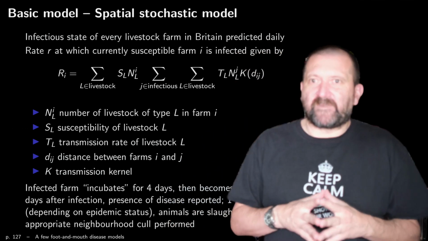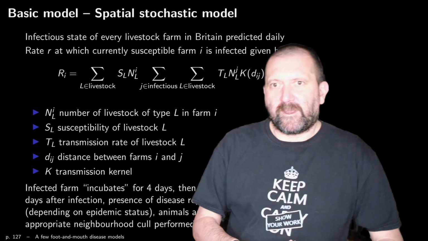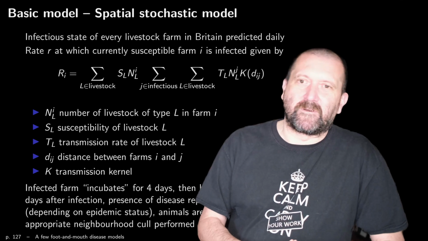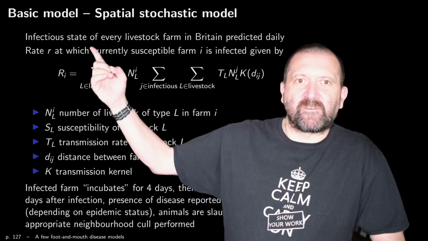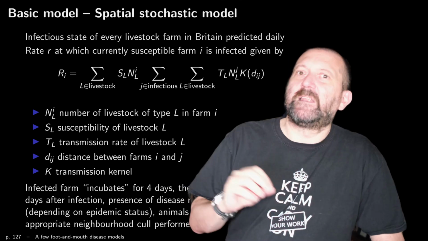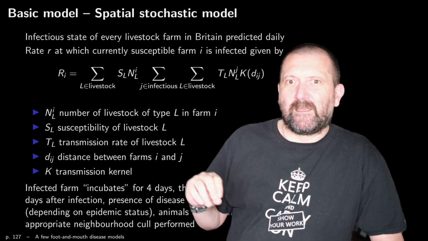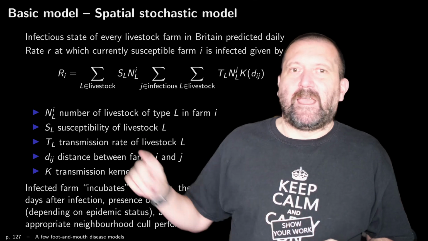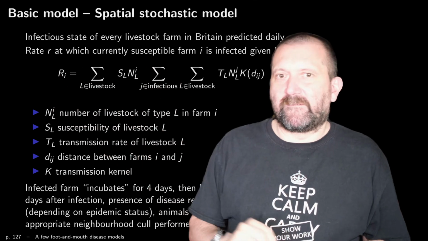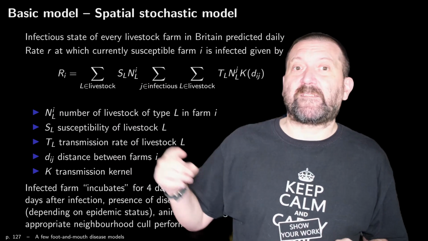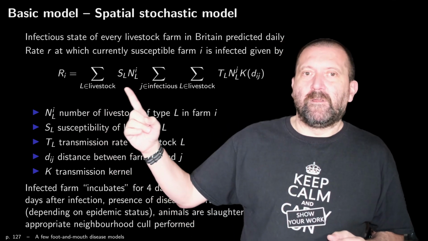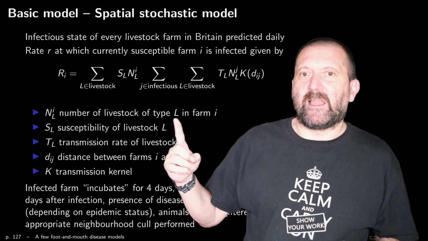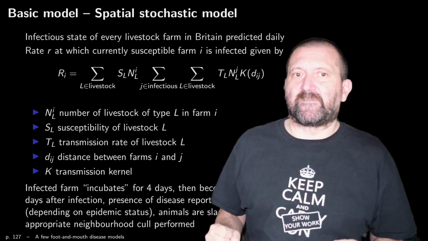So they start with a spatial model. This is not a metapopulation type model, but it's quite similar in a way. It looks at the infectious state of every livestock farm in Britain, and they try to predict the daily probability of infection. There's a rate at which a farm that is currently susceptible is infected, and that depends on the interactions of, so this is the local farm, livestock of type L in farm i, the farm that they're interested in.